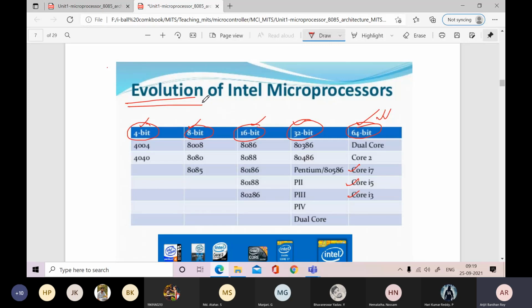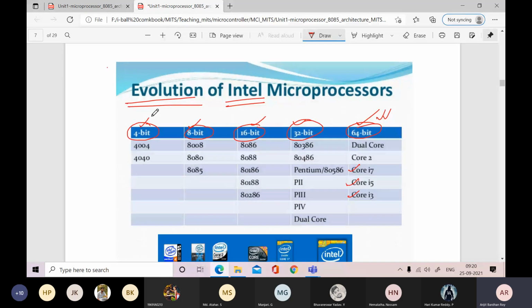I am talking only about Intel. I am not talking about other microprocessors. I am not talking about the Apple processor. I am not talking about the AMD processor. In this whole course, we only discuss the Intel microprocessor. So this is the evolution of the Intel microprocessor.